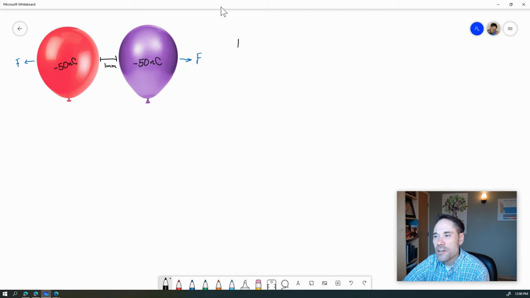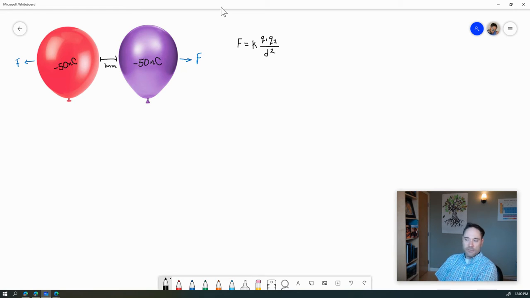And that relationship here is that the force between the two balloons is equal to some constant, right, times the amount of charge on the first balloon times the amount of charge on the second balloon divided by the distance between those two balloons squared. Now, in an example that I gave in class, I said, well, 1 Coulomb and a distance of 1 meter, which allowed it to be easy to solve this.